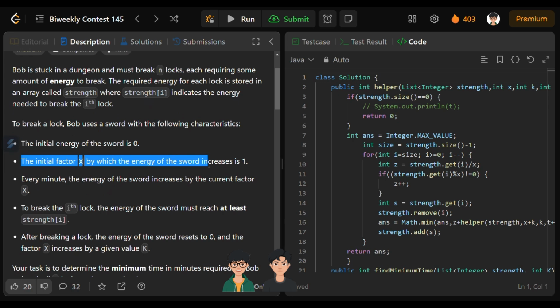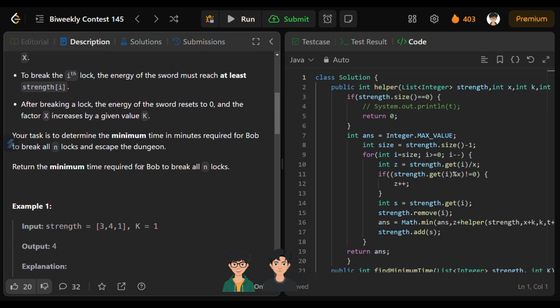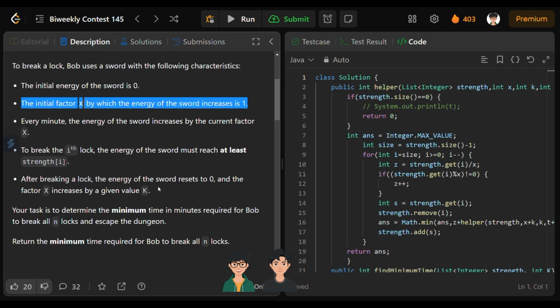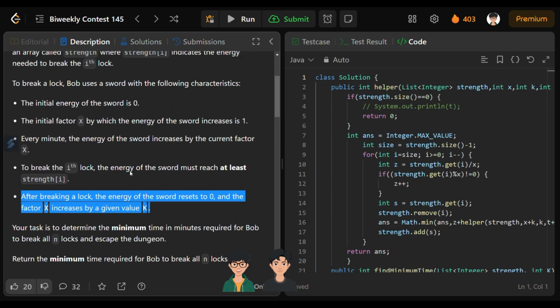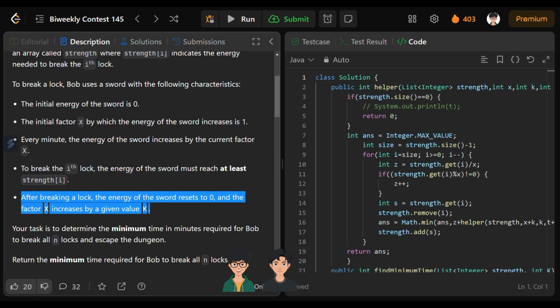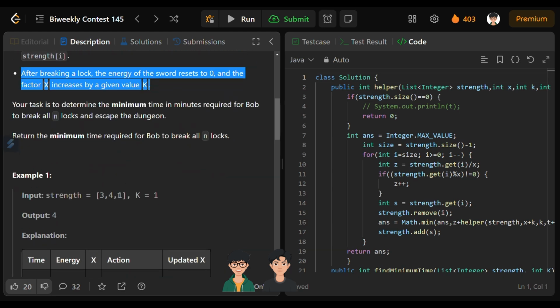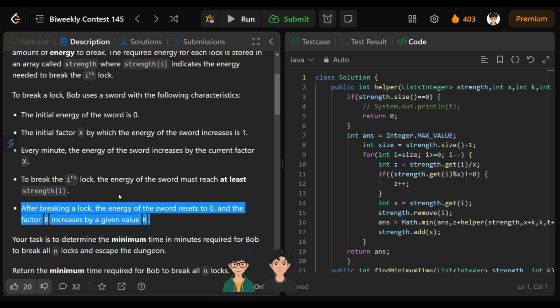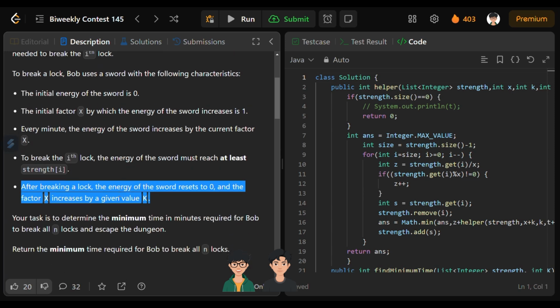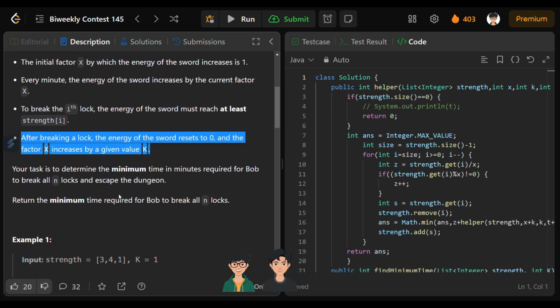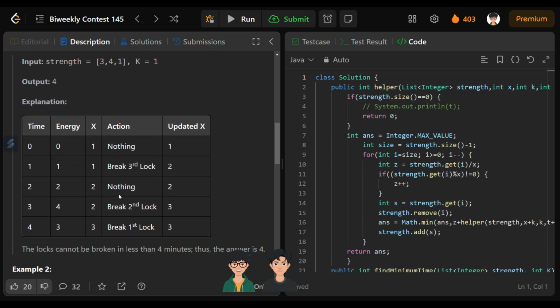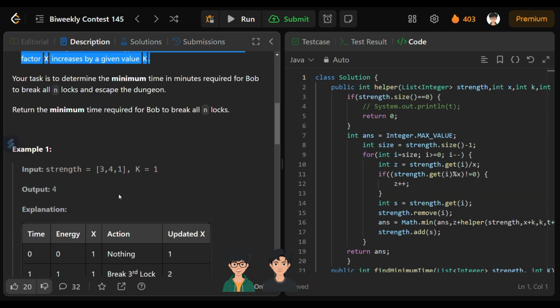We also have an integer k, which is given in the question, and it tells us that after destroying a lock we can increase x by that much factor. For example, if we destroy a lock and k is 2, so next time x will become 3, that is 1 plus 2. The final output we have to print is the minimum time to break all the locks.